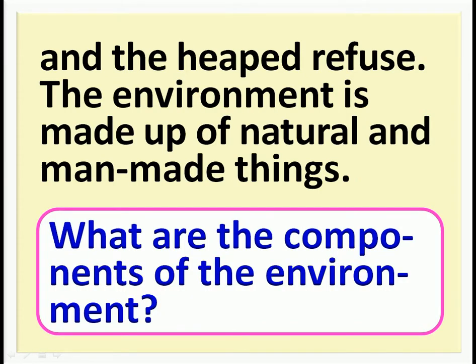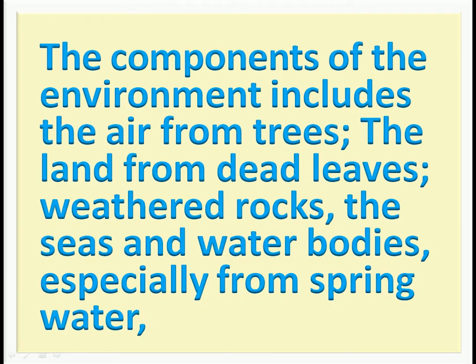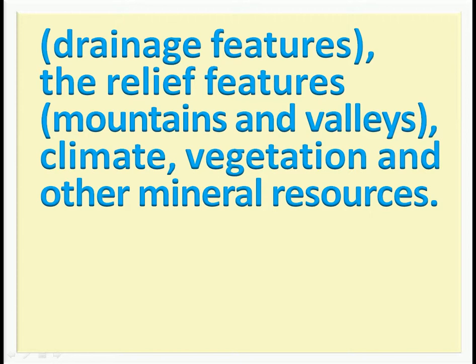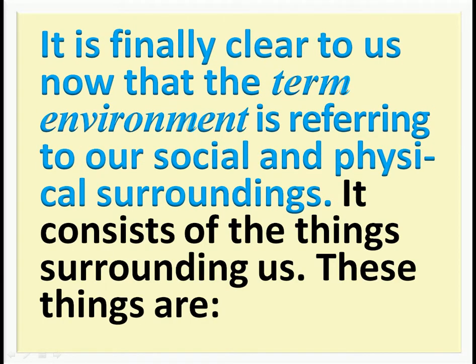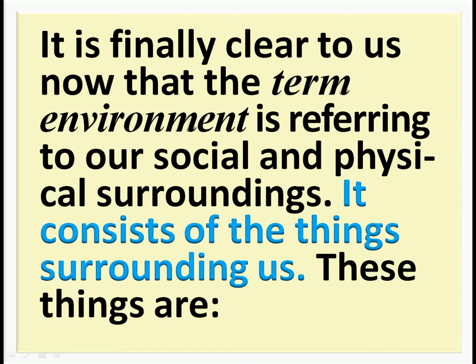What are the components of the environment? The components of the environment include the air from trees, the land from dead leaves, weathered rocks, the seas and water bodies, especially from spring water, drainage features, the relief features, mountains and valleys, climate, vegetation and other mineral resources. It is finally clear to us now that the term environment is referring to our social and physical surroundings. It consists of the things surrounding us.